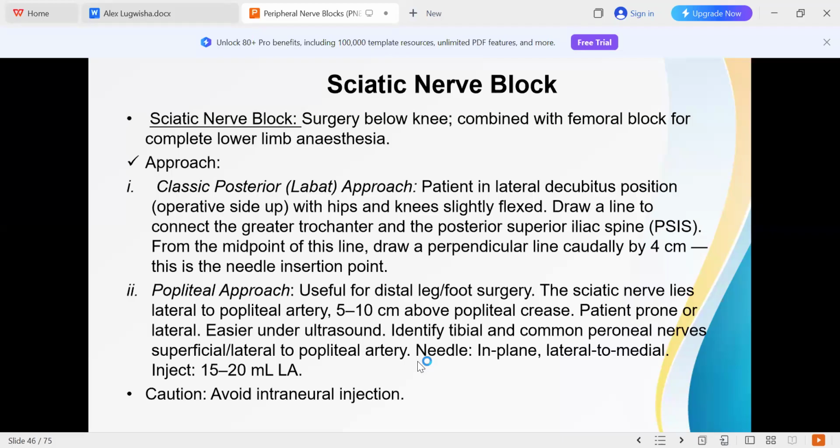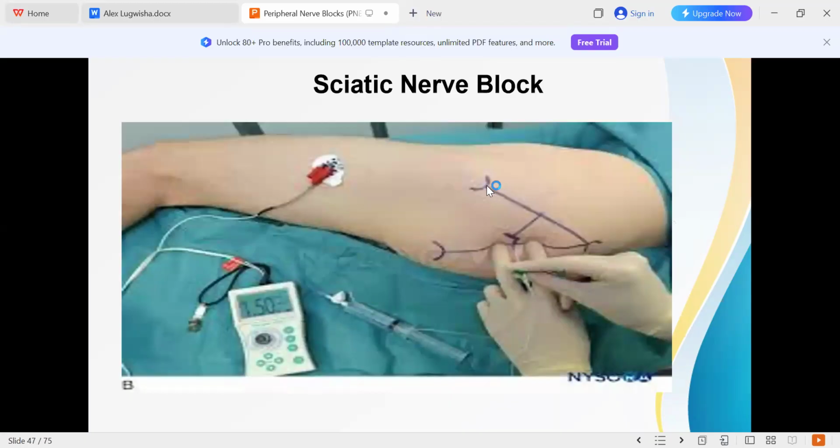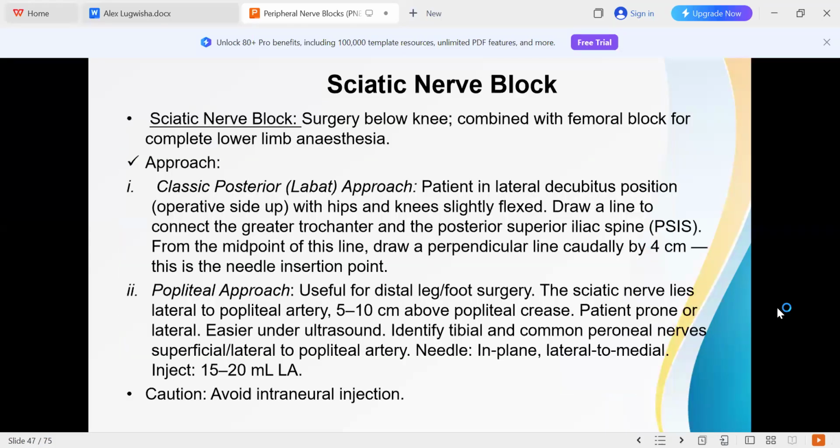I draw a line to connect the greater trochanter of the femur and the posterior superior iliac spine. This is the greater trochanter of the femur and the posterior superior iliac spine. I draw a line, and from the midpoint you want to go about 4 centimeters, and this is where you put your needle. So from this midpoint, draw a perpendicular line caudally, like we mentioned.